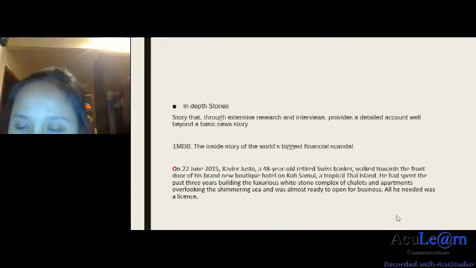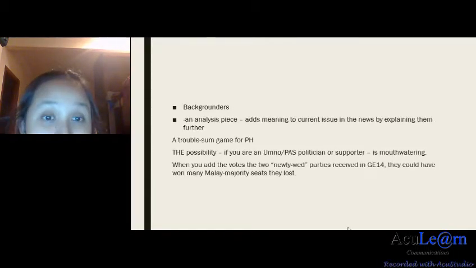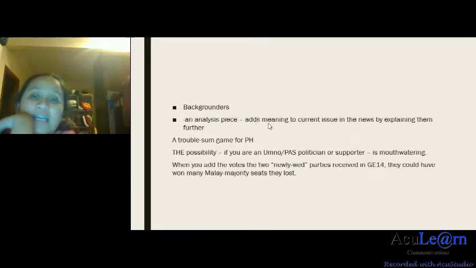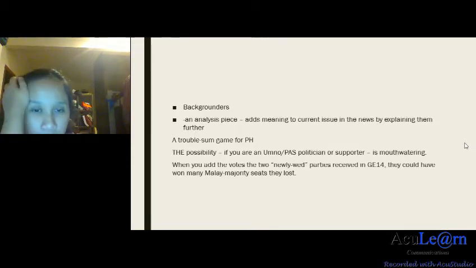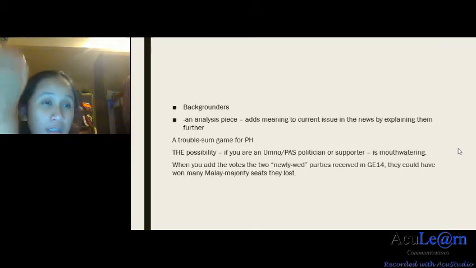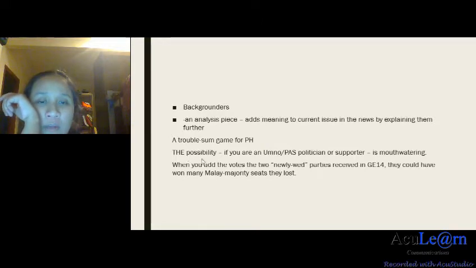Another type of feature story would be a backgrounder, which is an analysis piece that adds meaning to a current issue in the news by explaining it further. Okay, so backgrounders would be, for example, like this. A troublesome game for PH, for Pakatan Harapan. The possibility, if you are an UMNO past politician or supporter, it is mouthwatering.